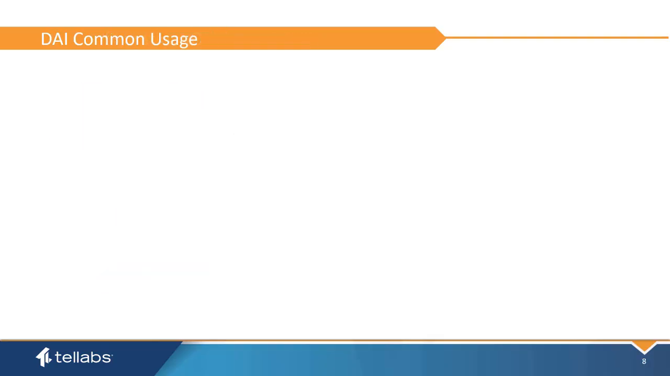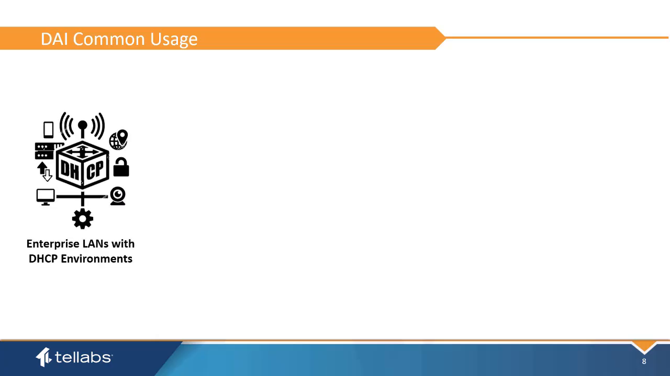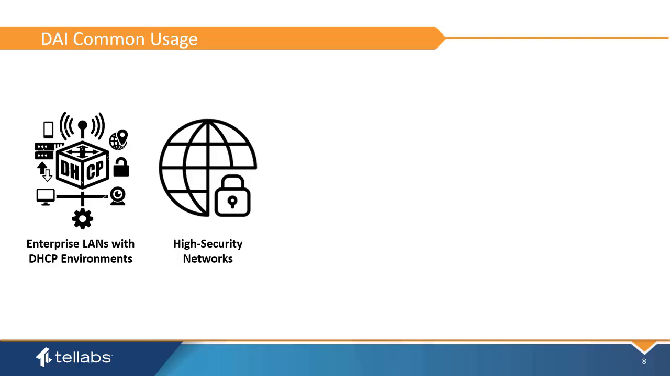DAI is commonly used in networks where devices obtain IP addresses via DHCP. It leverages DHCP snooping to build a trusted database of IP to MAC address bindings, validating ARP packets to prevent unauthorized devices from spoofing ARP replies. In environments like financial institutions, government networks, or data centers where security is critical, DAI ensures only legitimate devices communicate by filtering out invalid ARP packets that could be used for man-in-the-middle attacks.